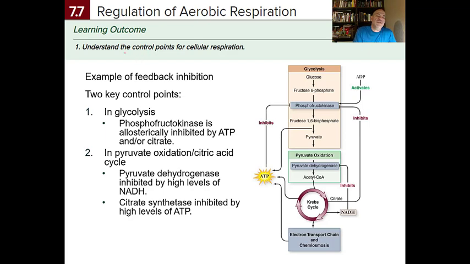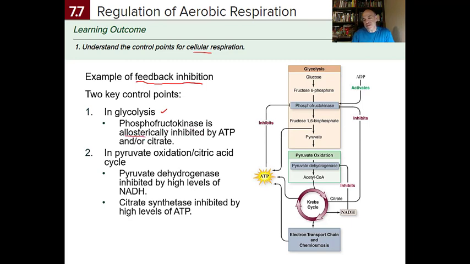And for the learning outcomes here, we want to understand the control points for cellular respiration. This is going to be done by feedback inhibition, something we talked about in the prior chapter. And there are 2 key control points. One control point is in glycolysis, the enzyme phosphofructokinase, which is going to help phosphorylate the fructose phosphate molecule. And it's allosterically inhibited.